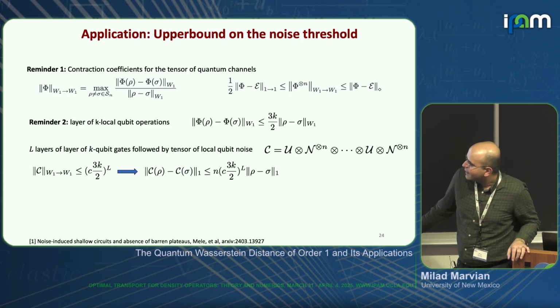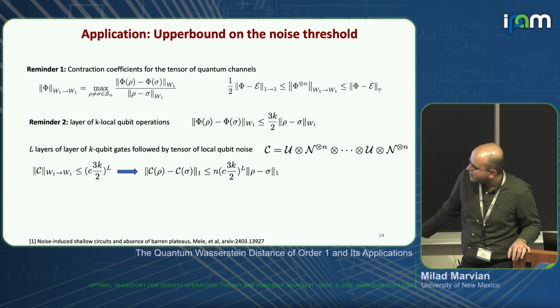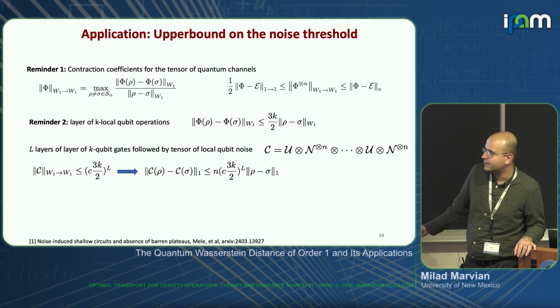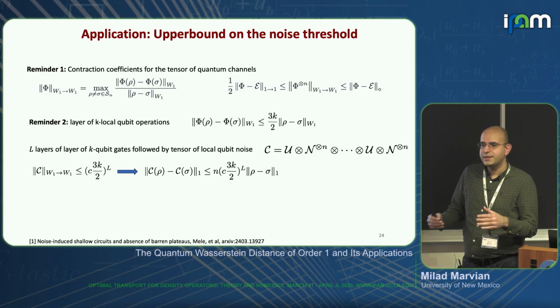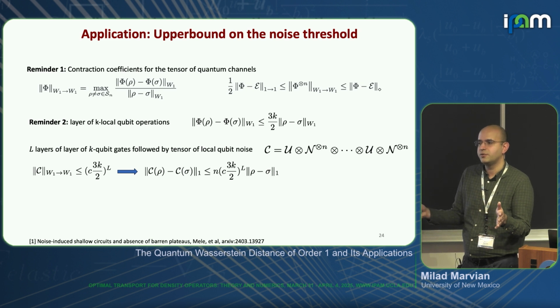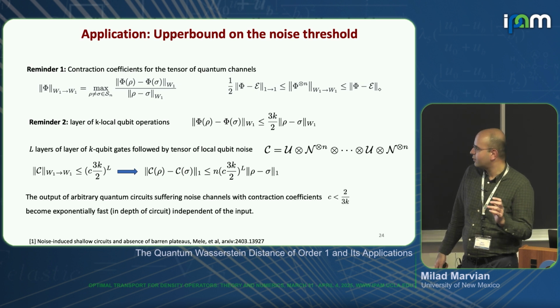And what you get, and this is not work by me, it's by Daniel and co-authors, is an exponential function of the depth L of the circuit. And the moment this number is smaller than 1, you are guaranteed that, exponentially fast in L, your output is becoming independent of your input, and therefore you cannot do useful computation after log n, right?